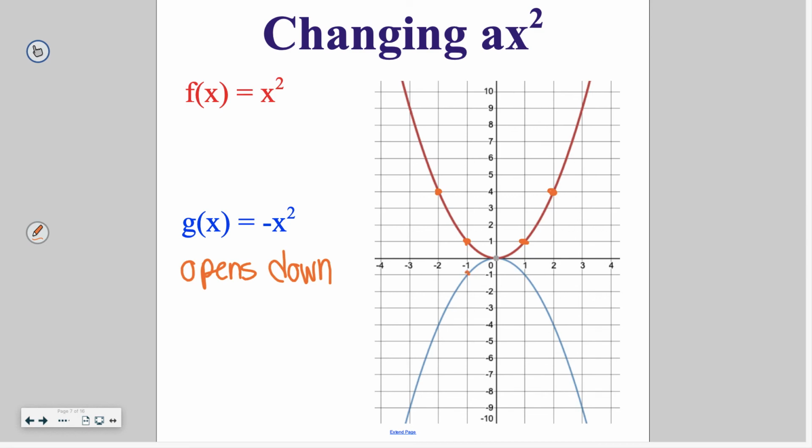Notice the points have just flip-flopped. Negative 1, 1 is now at negative 1, negative 1. Negative 2, 4 is at negative 2, negative 4. 1, 1 is at 1, negative 1.